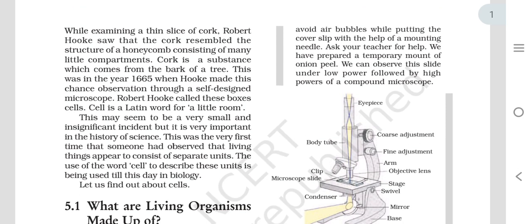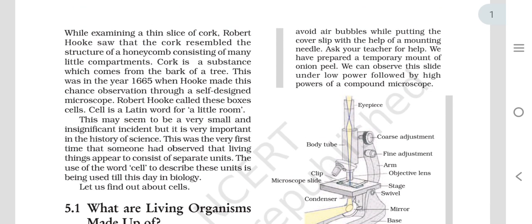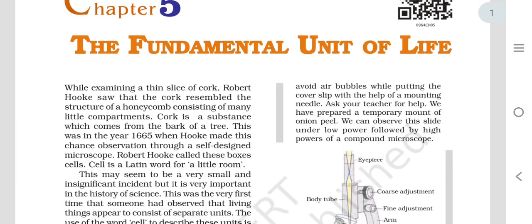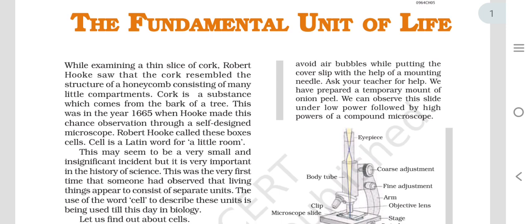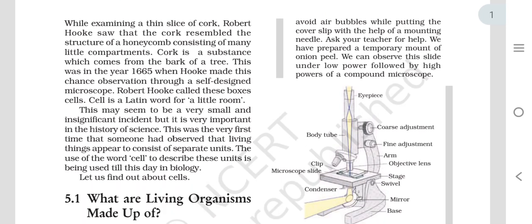This may seem to be a very small and insignificant incident, but it is very important in the history of science. This was the very first time that someone had observed that living things appear to consist of separate units. The use of the word cell to describe these units is used in biology. In this chapter, the fundamental unit of life, we are going to understand about the cell.